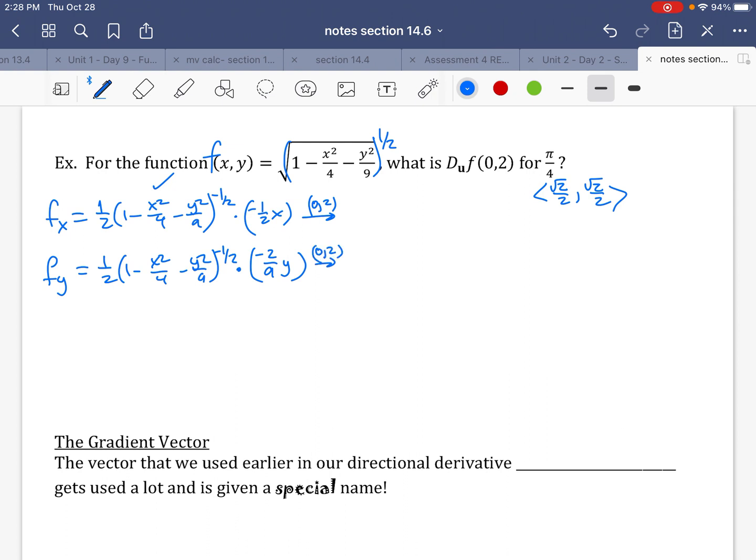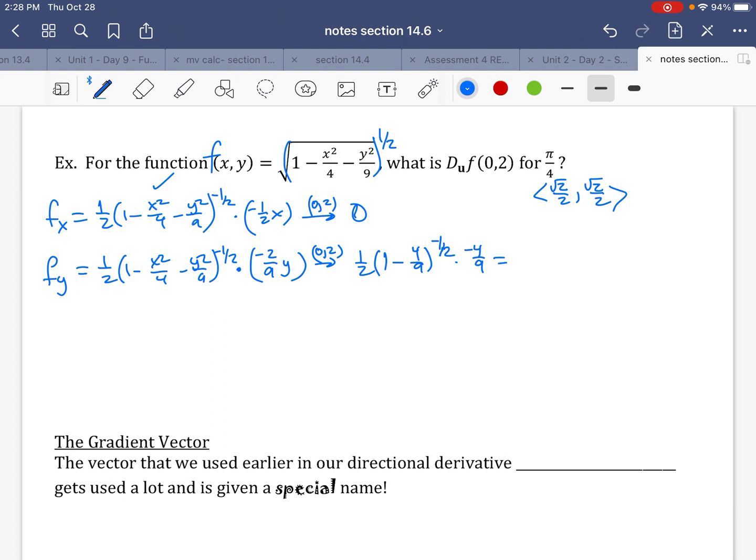So in class when we did this, I made everybody kind of do this one. Anyway, so when I plug in 0 and 2 in the top one, notice I have this x right here, so that makes the whole thing go to 0, so that's lucky. But down here, I'm not so lucky. I end up getting 1/2, 1 minus, I get 0 for the middle, and so then I have 9/2, so that'd be 4/9 to the negative 1/2. And on the outside, I have negative 2/9 times 2, so negative 4/9.